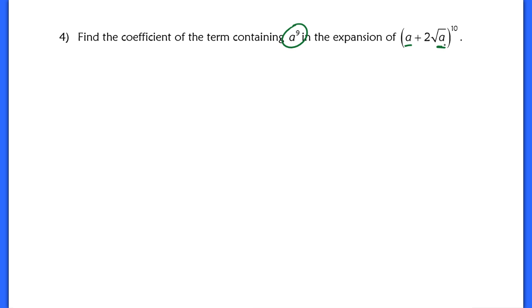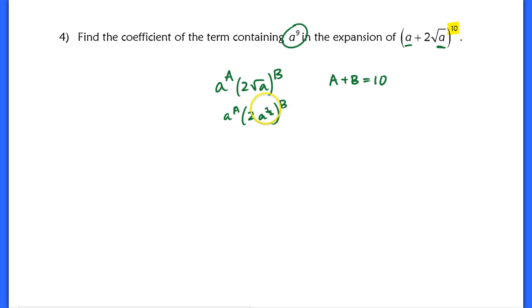So let's break it down like we did the last problem. We know that a to some power, and our b term, 2 root a to some power, let's call them a and b again. We know one of two things. We know that a plus b has to add up to 10. These exponents here have to add up to that overall n, right, the degree of that expansion. So there's one of our equations. Now we also know that we're looking for the term that contains a to the 9th. So if I were to find the actual product of a to that power times 2 times a to the really 1/2, I'm going to rewrite that real quick. Okay. I know that if I were to actually look at the a terms only and add them up, well, a plus 1/2 b has to add up to 9.